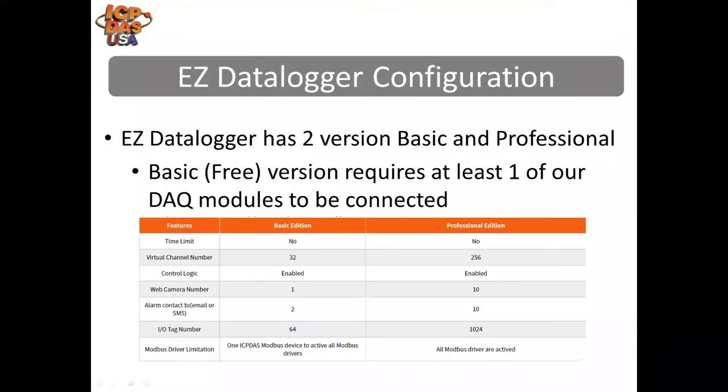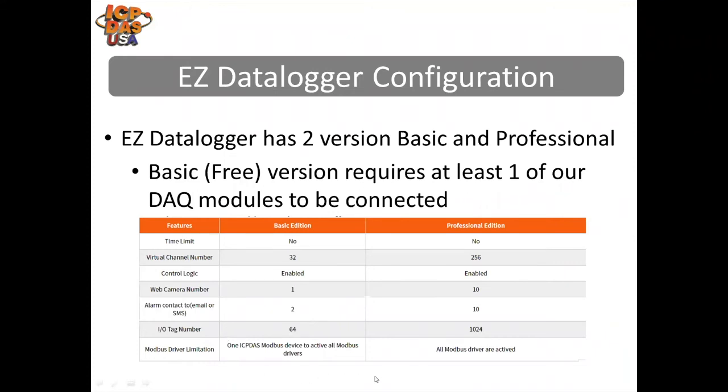Just as an introduction, Maria briefly went over this, but I just want to go into detail. Easy Data Logger is our free easy data logging software, as long as you have at least one of our data acquisition modules, traditionally our M7000, I7000, or ET7000 series. The basic edition, which is the free version, requires at least one of our data acquisition modules to be connected at all times to be free. Then you can use other Modbus RTU or TCP devices along with it, up to 64 tags. This is the free basic version.